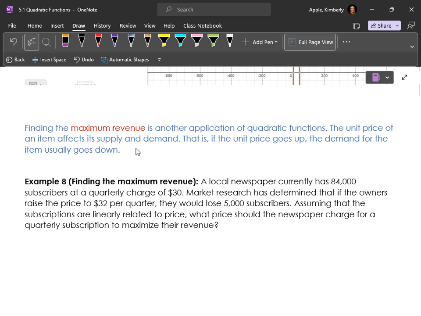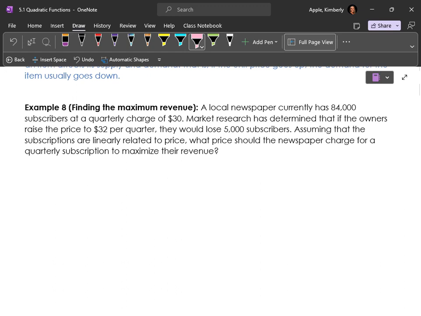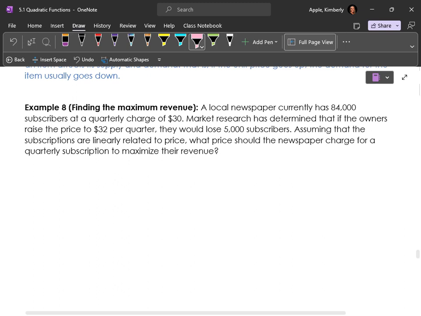Because not as many people are willing to pay that higher price. And so in that context, a newspaper currently has 84,000 subscribers, and they charge a quarterly subscription rate of $30. They did some market research and said, okay, if we raise the price to $32 for a quarterly subscription, they're going to lose 5,000 people. So what we're asking is, what price should we charge, based on that relationship of price going up and losing customers, to make the most money?